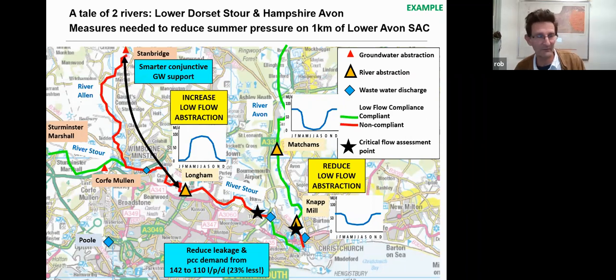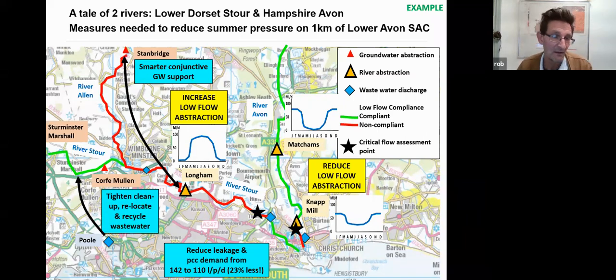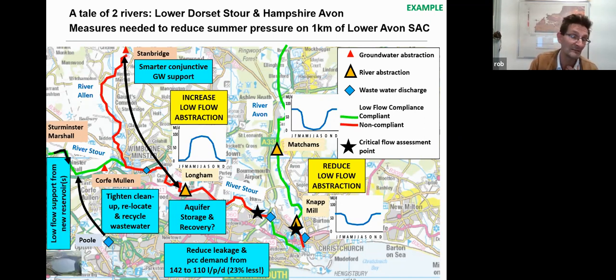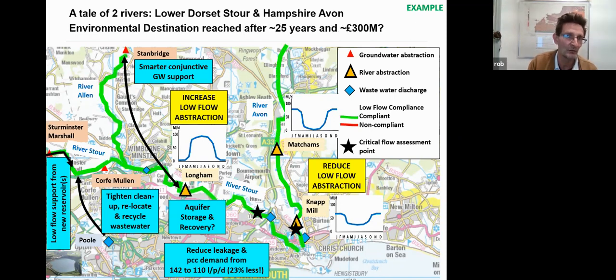There's things that have to be done through smarter conjunctive use. There's current plans to try and relocate 30 megalitres a day of sewage treatment works discharge from Poole into the top of the Stour, and that seems to be a no-brainer, a low-hanging fruit that's worth doing anyway. But then you go into the realm of the untested. You probably need an aquifer storage and recovery scheme, and you probably end up needing another 30 megalitres a day to come from some new reservoir or reservoirs at the top of the catchment. And after you've done all of that, in 25 years' time and spent maybe 300 million quid or something, you've turned everything green.